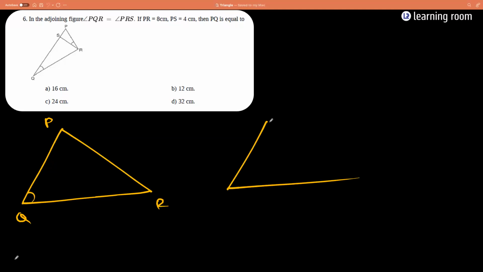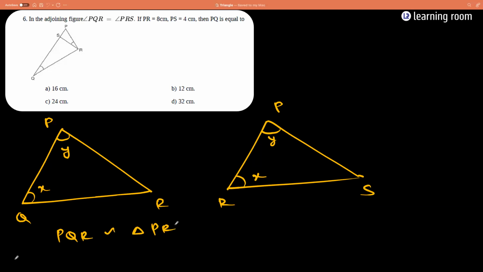So tell me one thing. Angle, I'm drawing some random triangle PQR where I'm saying this angle and this angle are the same. If this is X, this is also X. And angle P is common in both. Right? So these two triangles are indirectly, what can you say? They both are similar according to the AA criteria. Right? Which two triangles are similar? Triangle PQR is similar to triangle PRS.